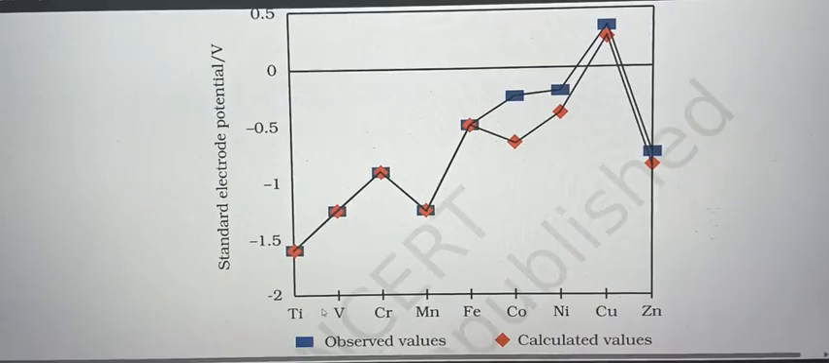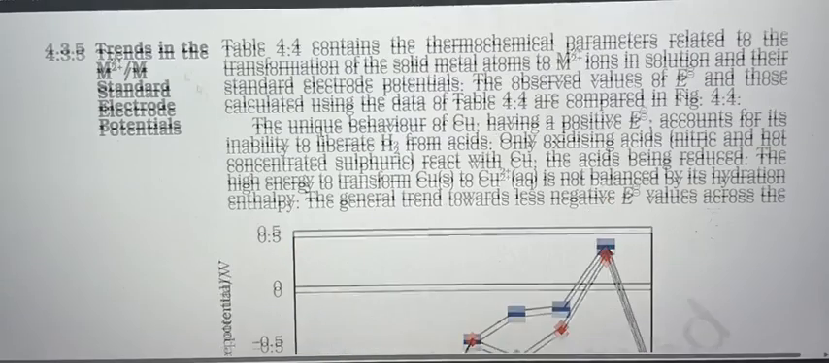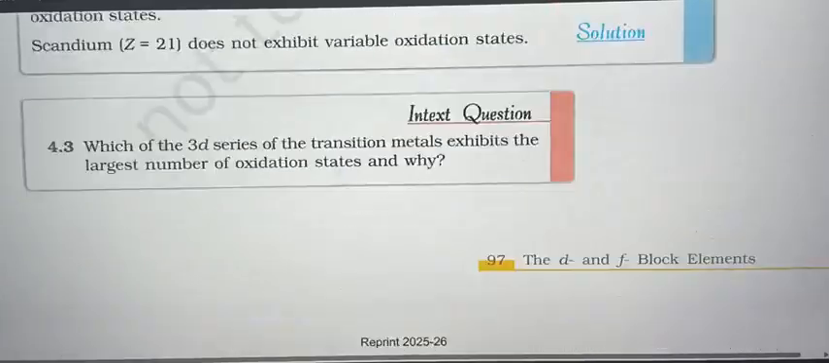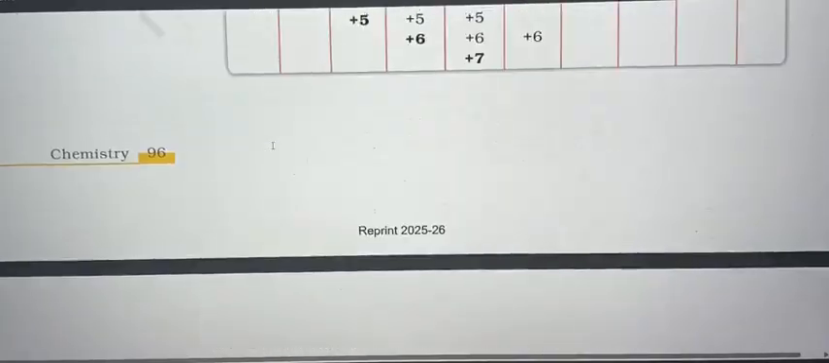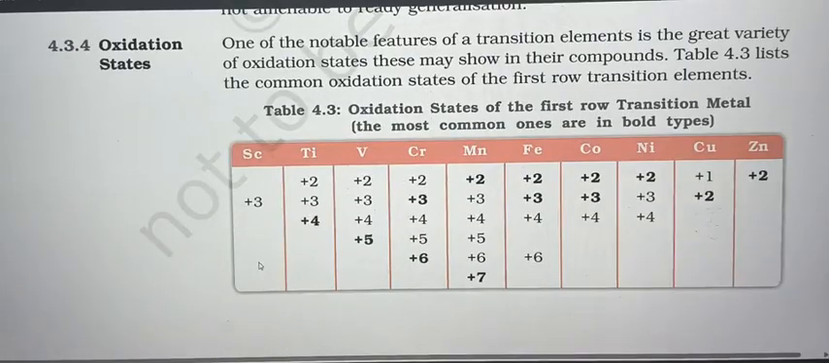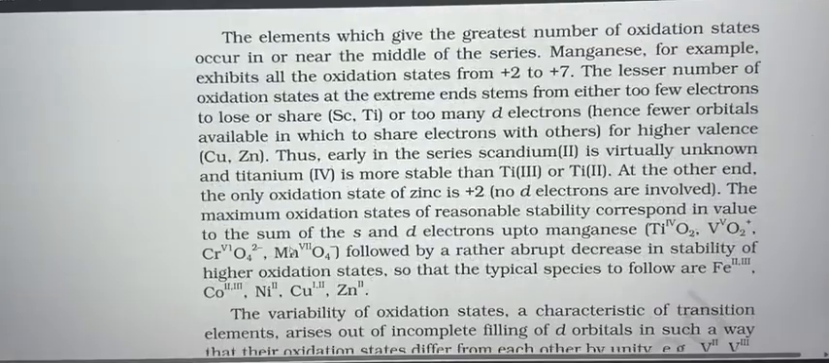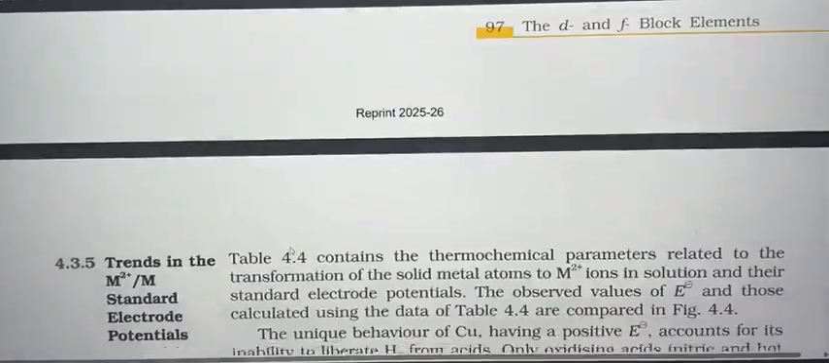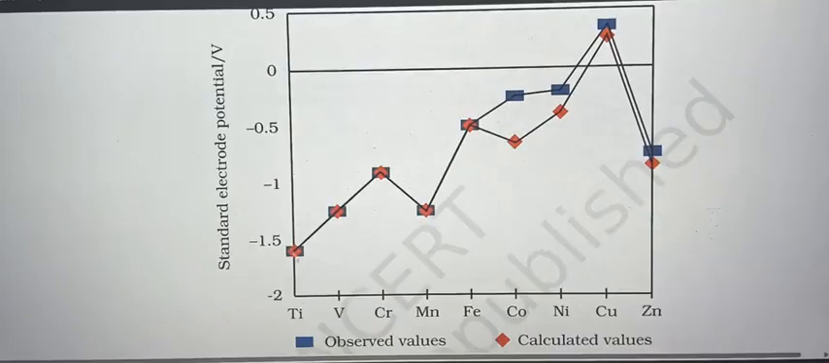Scandium is not given over here because we know its oxidation state is only +3. So where will +2 come from? Over here, last class we have discussed their oxidation states. Scandium is only +3. So because the +2 state is not there, we are not discussing scandium in this trend.